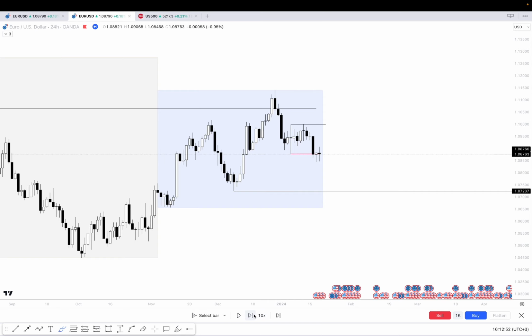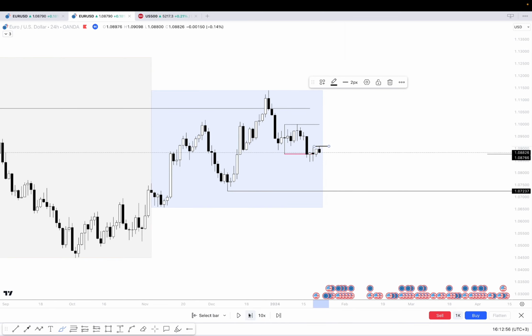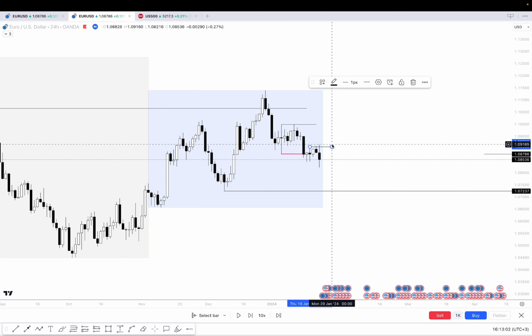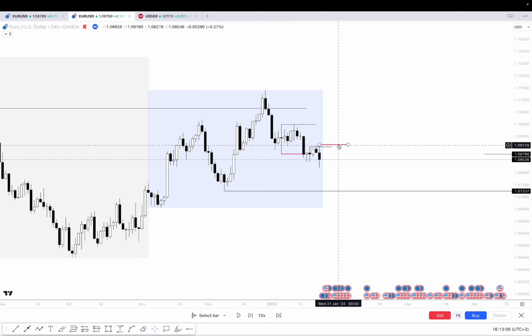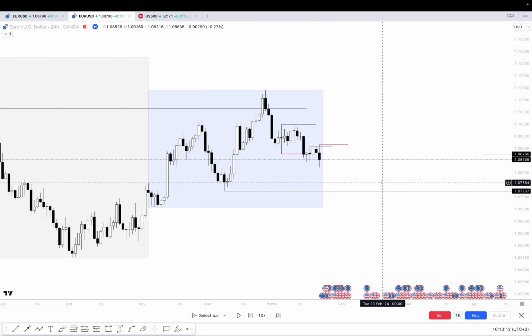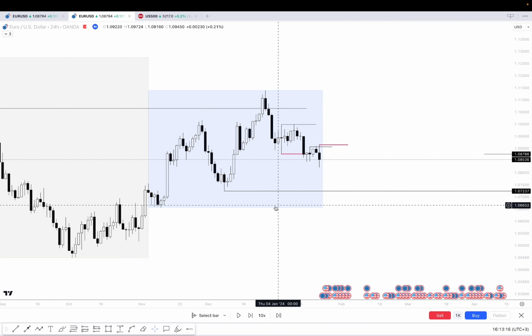Let's check what we will get. Our liquidity grab. And here we have sweep. Okay, so what that means? That means that if price closes above that level, right here, I will look for long position to that target, because here was my last work with liquidity.